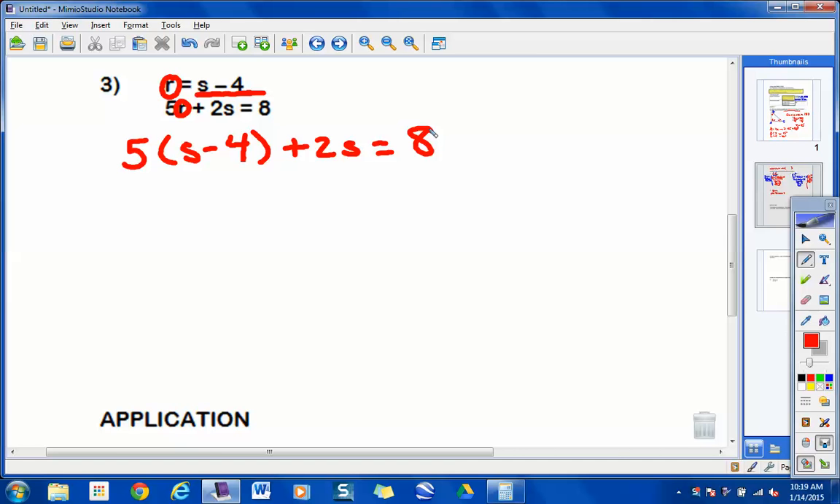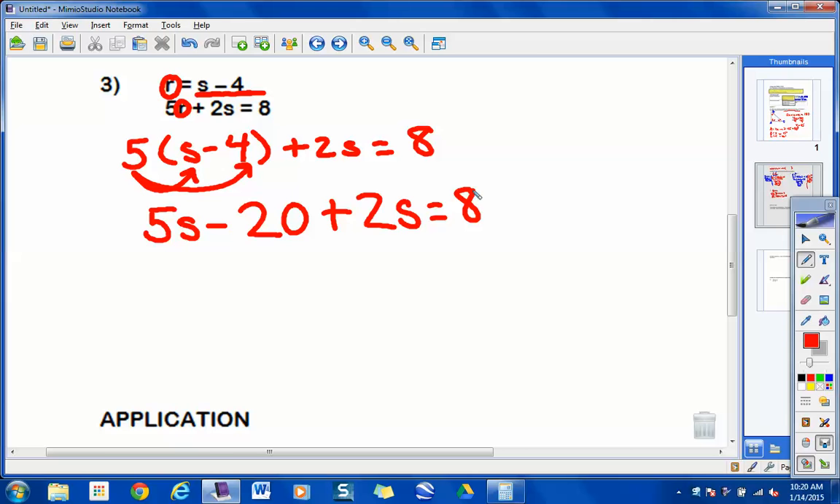No big deal. We know how to handle this when there's a coefficient out front of there. What property will you apply? Distribute. So help me. 5 times S. 5S minus 4. 5 times 4, kiddos. Careful on that. 20, right? Plus the 2S still equals what value?